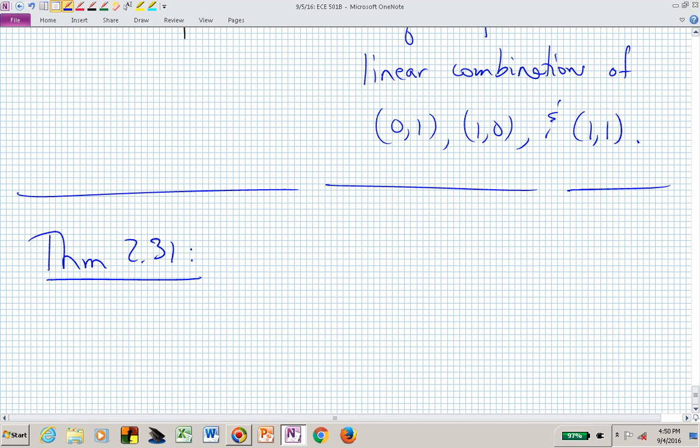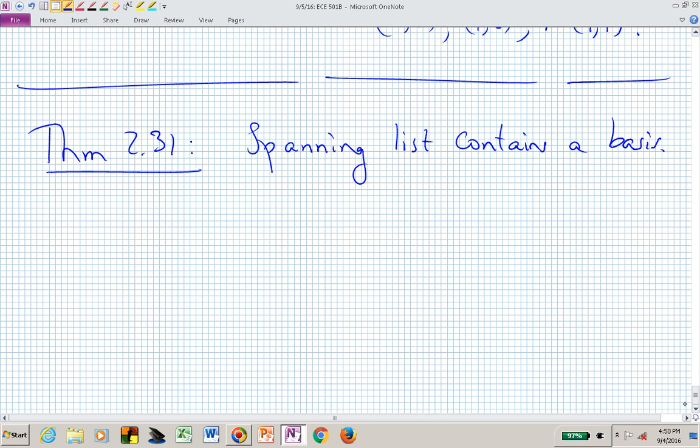Now let's look at Theorem 31, which is now given the heading spanning list contains a basis. That means that if somebody has a vector space and they say, oh, here's a list of vectors and they span that entire space, then it's possible to extract from that spanning list a set of vectors that would form a basis for that vector space.